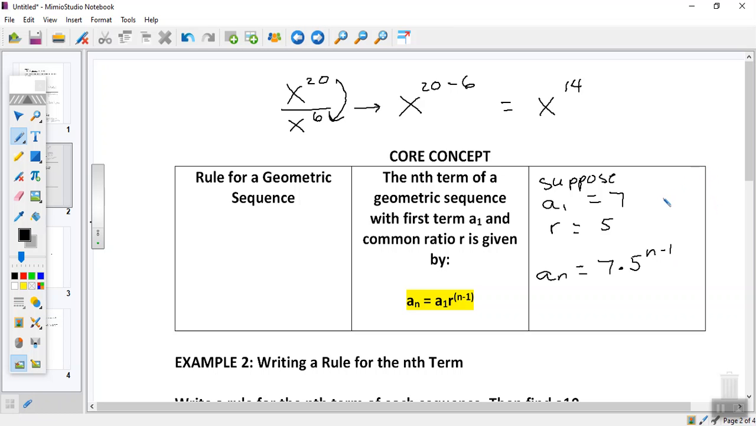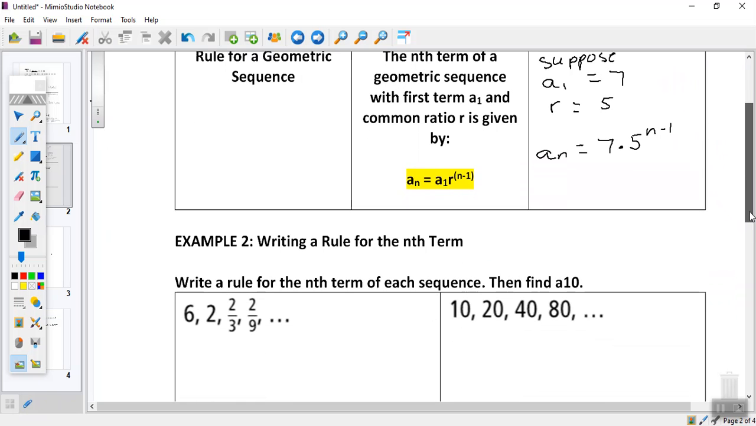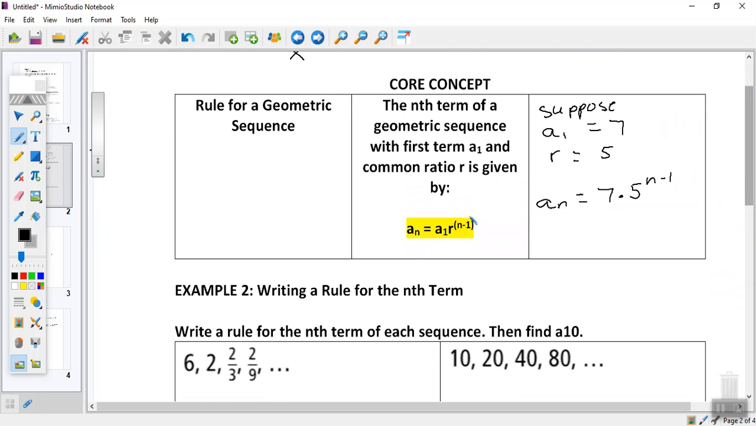All good? All right. So kiddos, let's talk right here. Writing a rule for the nth term. Here's the deal. I should maybe write this down here. In order to write a rule for the geometric sequence, you need to know what the first term is and what else? Oh, the ratio. Common ratio. We gotta have a value for A1 and we gotta have a value for R in this, okay?